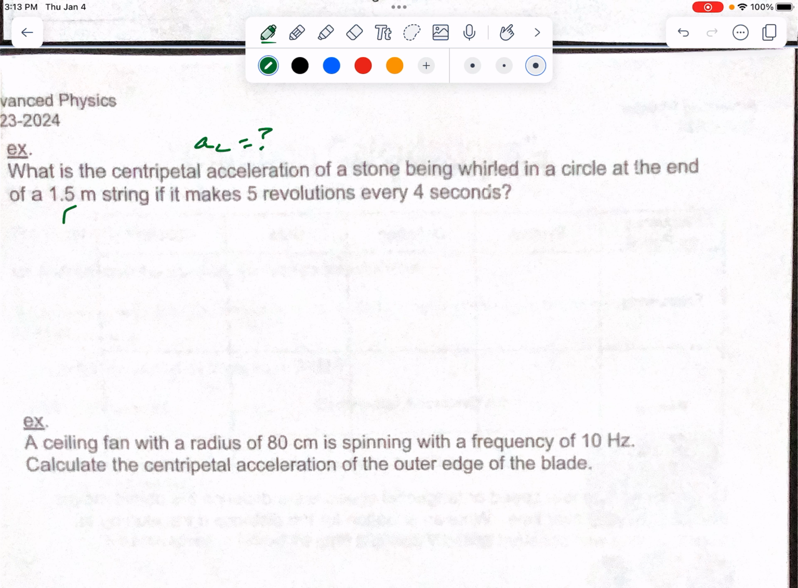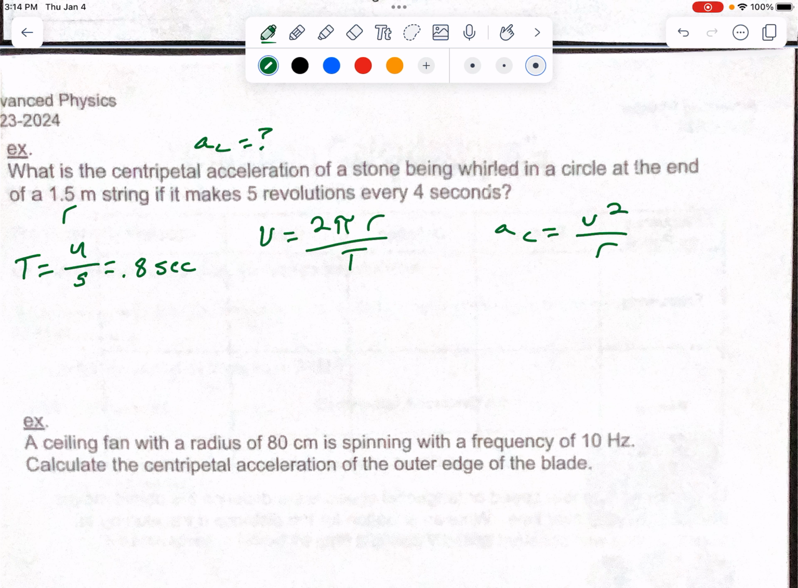My whole goal is to get here: AC equals V squared over R. I do have radius. I don't have velocity though, so I've got to go back and find it. Velocity equals 2 pi R over T. I still have radius, but I don't have the time it takes to go around one time, that capital T. But remember, if you take your total time, which is 4 seconds, and divide it by your revolutions, which is 5, 4 divided by 5 gives you 0.8 seconds.